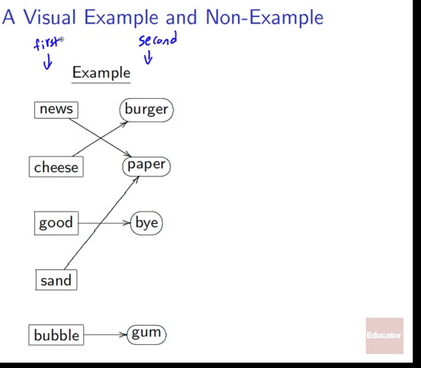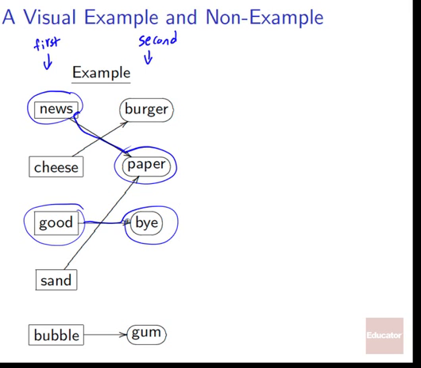So that's what we've got here. We've got something where everything that we call out on the first side, we call out news, and in turn it responds by telling us paper. We call out good, and in return it says buy. That's how it's working here with this function.